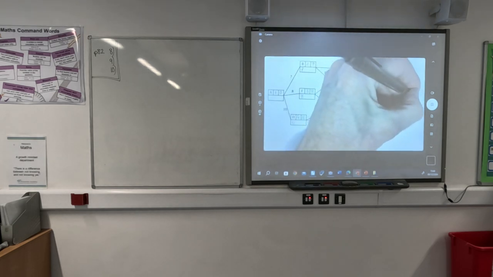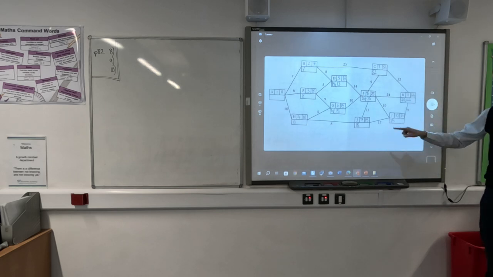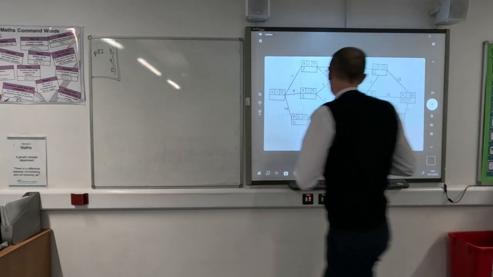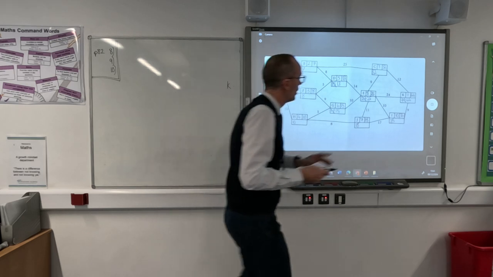It's really important you understand that you don't follow those numbers to get the route. Those numbers are solely to make it easy to mark, so they can see you did the algorithm in the right order. That's it. But now we want to work out how we can get from A to K in 44. So you start at K and work out which one works.